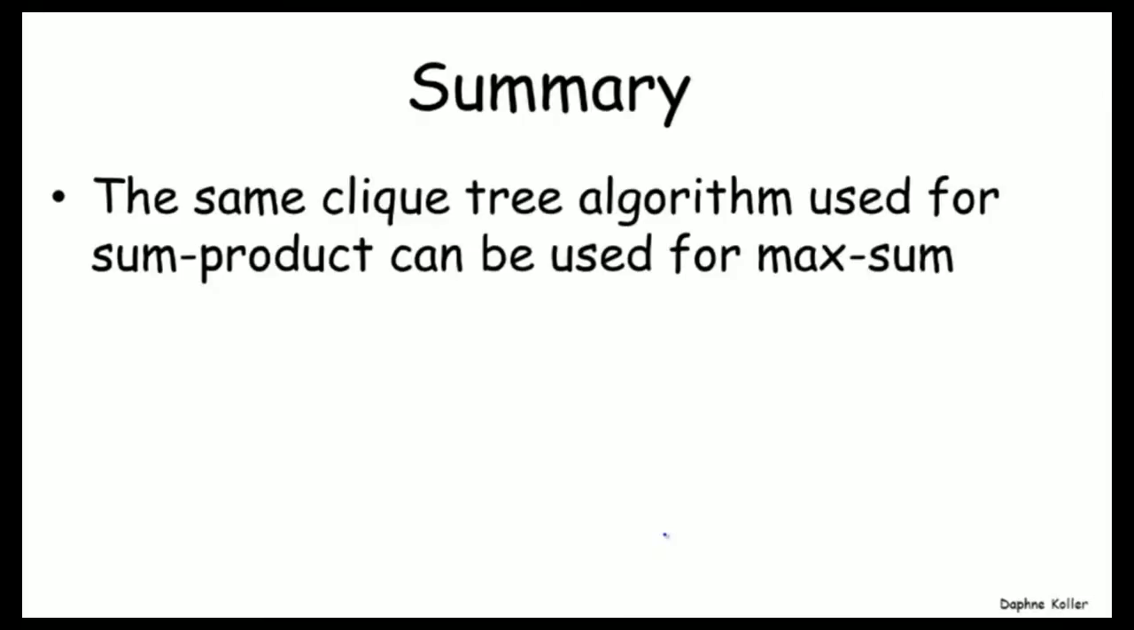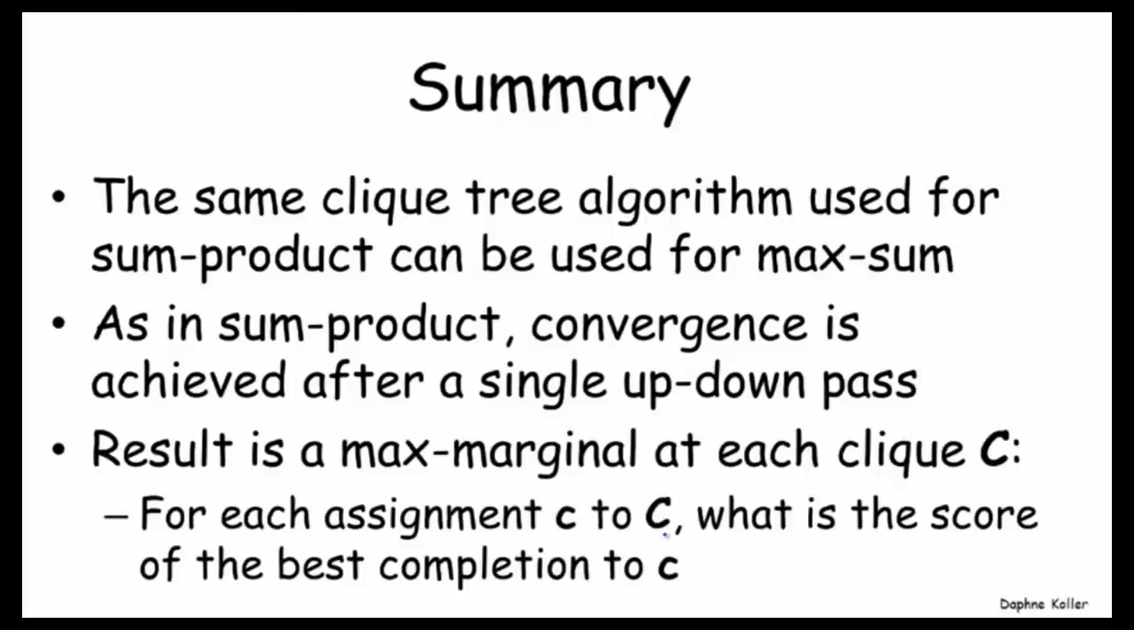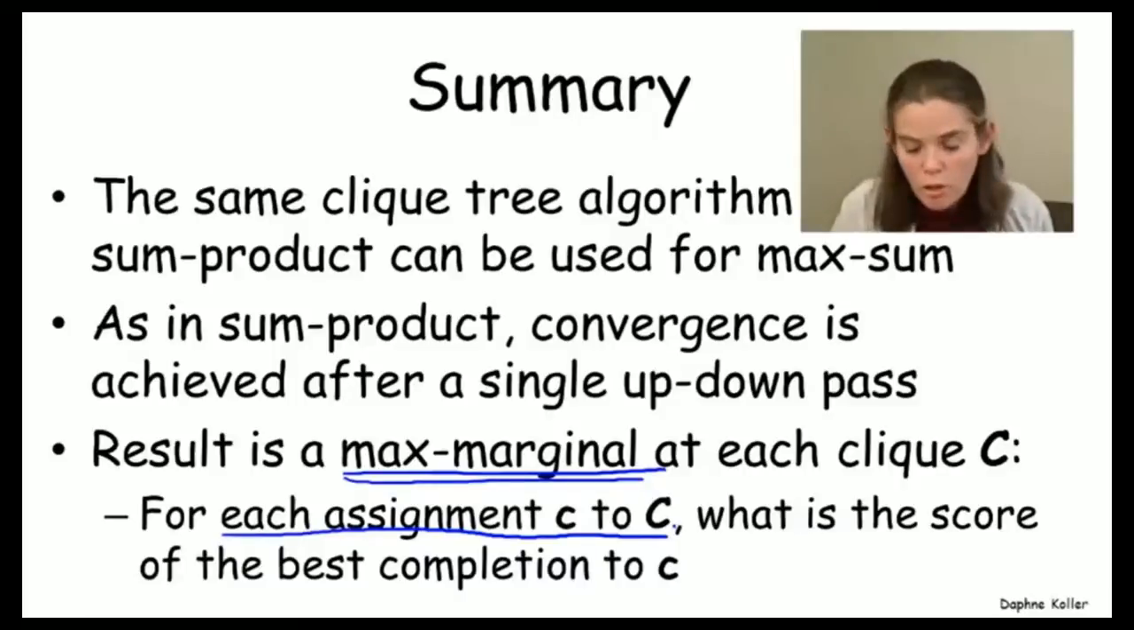To summarize, in the context of max sum we can apply exactly the same clique tree algorithm used for sum product. Messages are passed in the same way, and the clique tree is constructed in the same way. The only difference is that the message passing operations use max and sum as opposed to sum and product. Exactly as in sum product, convergence is achieved after a single up and down pass. The result is a set of beliefs that represent max marginals at each of those cliques, where, as a reminder, the max marginals tell us for each assignment the score of the best possible completion to that assignment.